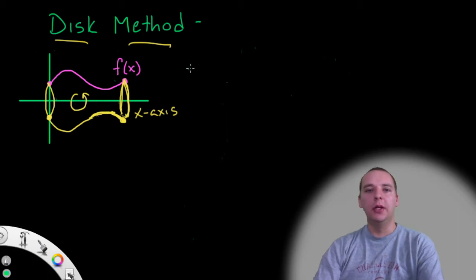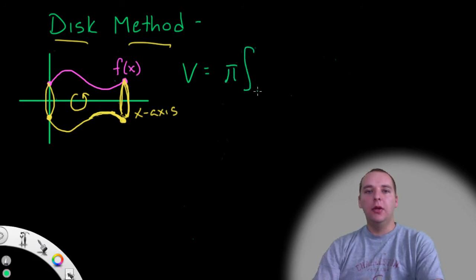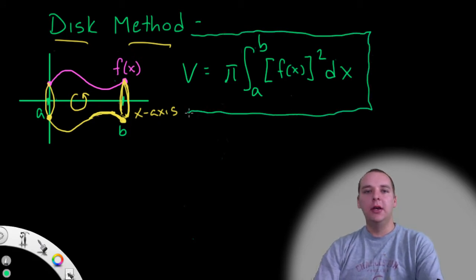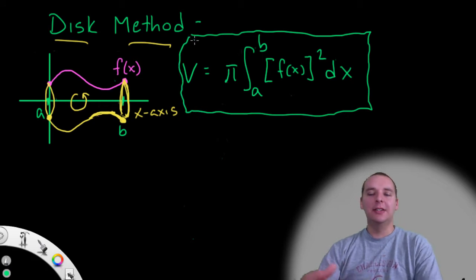Here's your formula for it. The volume will be equal to pi times the integral from a to b. And by the way, a is your starting point and b is your ending point, from a to b of quantity f of x squared dx. Okay, kind of a strange little formula, but this is the guy you need to know. This is the guy you need to have memorized. This is what's known as the disk method.